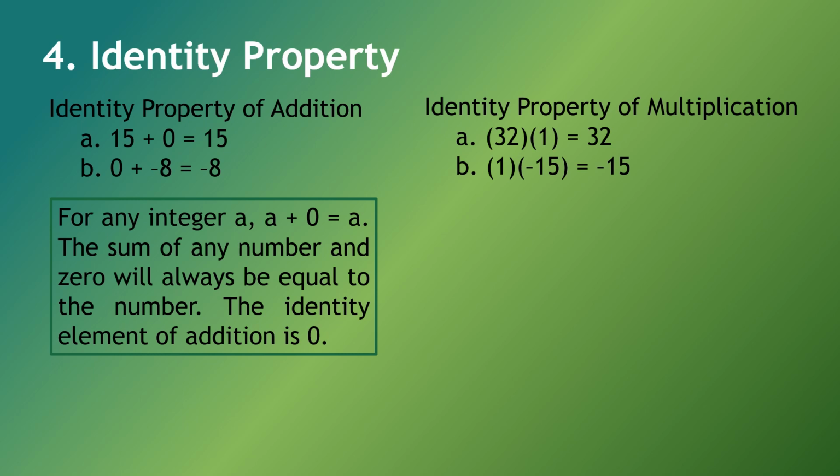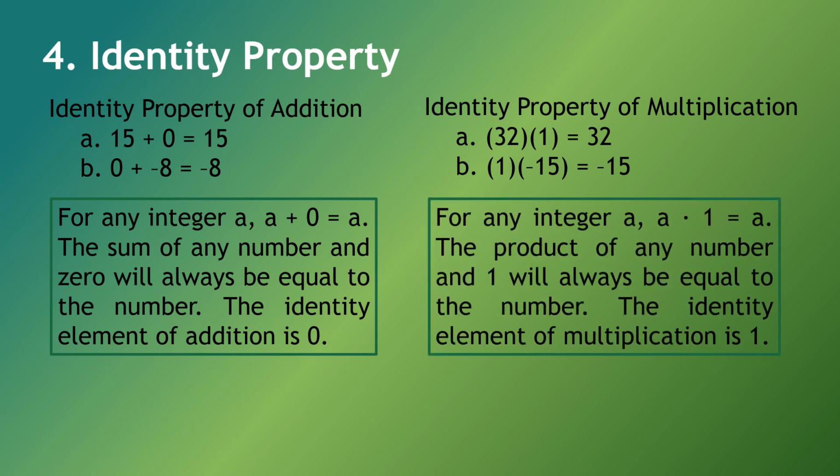Ano naman ang identity property of multiplication? For any integer a, a times 1 is equal to a. The product of any number and 1 will always be equal to the number. The identity element of multiplication is 1. So kapag naman sinabing identity property of multiplication, lahat ng number na imumultiply sa 1, ang sagot ay ang given number. Halimbawa, 100 times 1 is equal to 100. 20 times 1 is equal to 20.